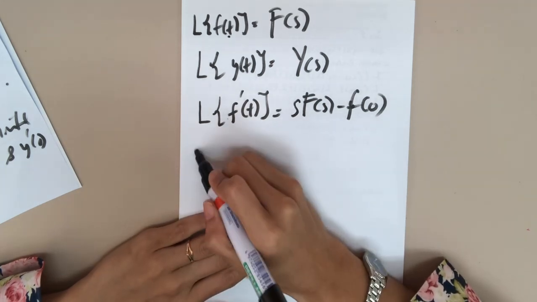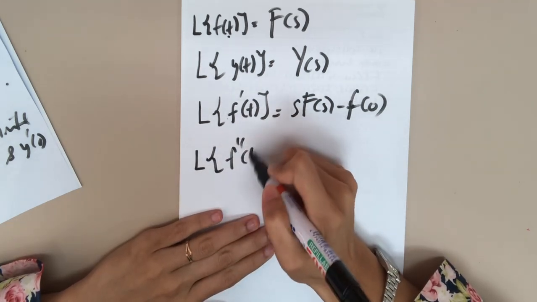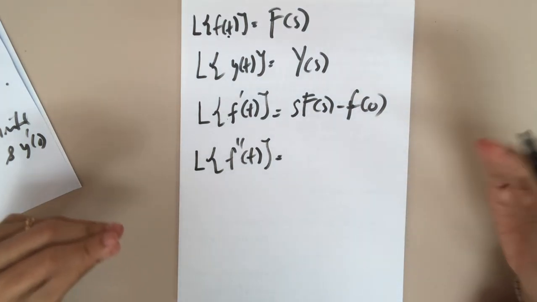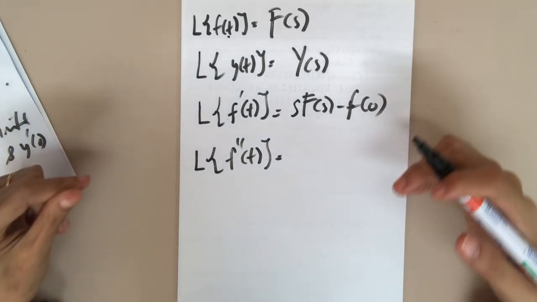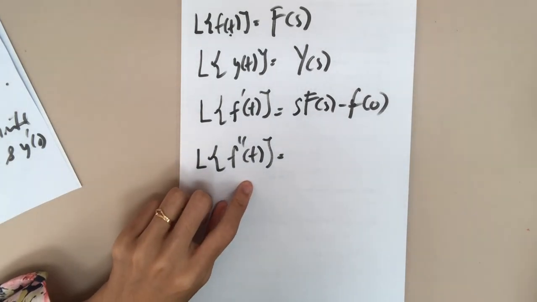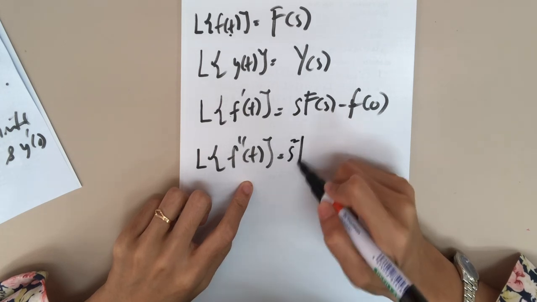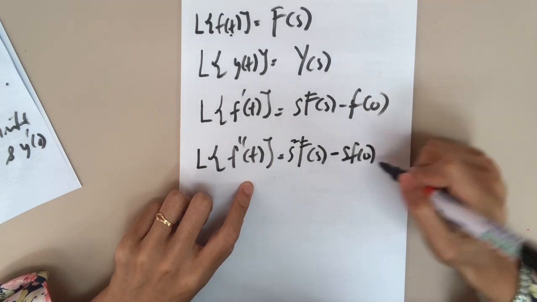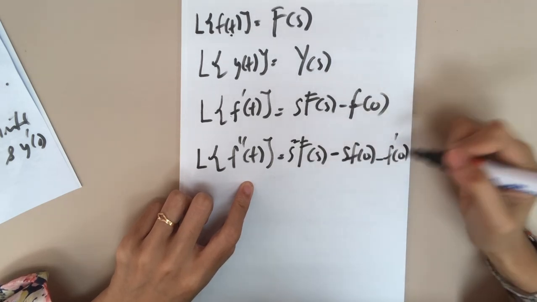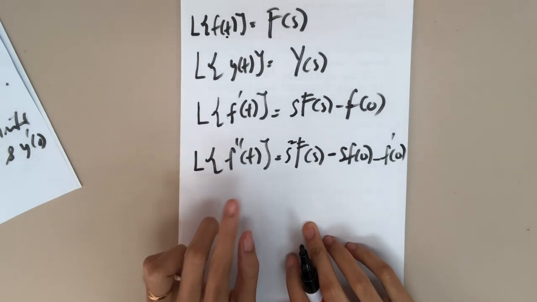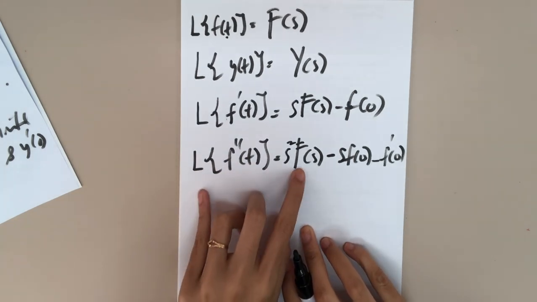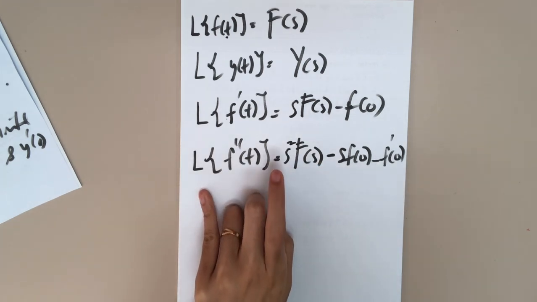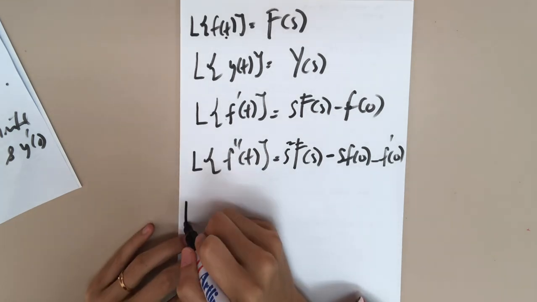So we also have f double prime t, since our syllabus covers more than one order, so we can have a second order. It is equal to s squared F(s) minus s f(0) minus f prime 0. I repeat, the Laplace transform for f double prime is equal to s squared F(s) minus s f(0) minus f prime 0.